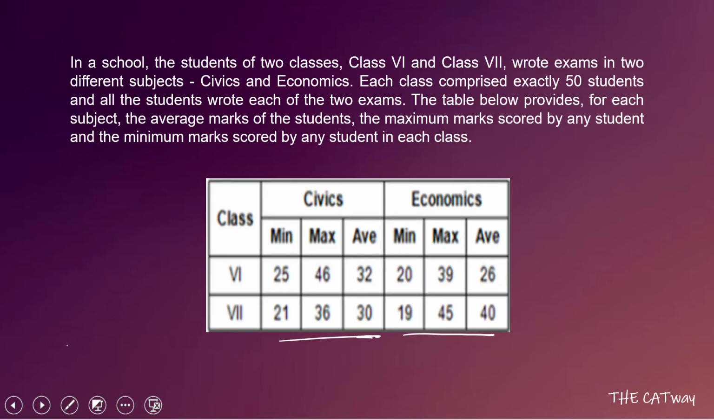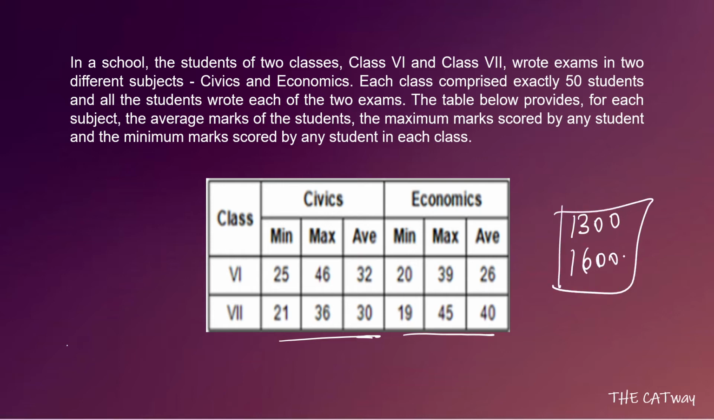Calculate the total marks first. So for class 6th economics, the average is 26, so the total will be 50 times 26. That means the overall is going to be 1300. And in civics, the total average is 32, so the total is going to be 1600. Now there is a difference of 300 in both of them.